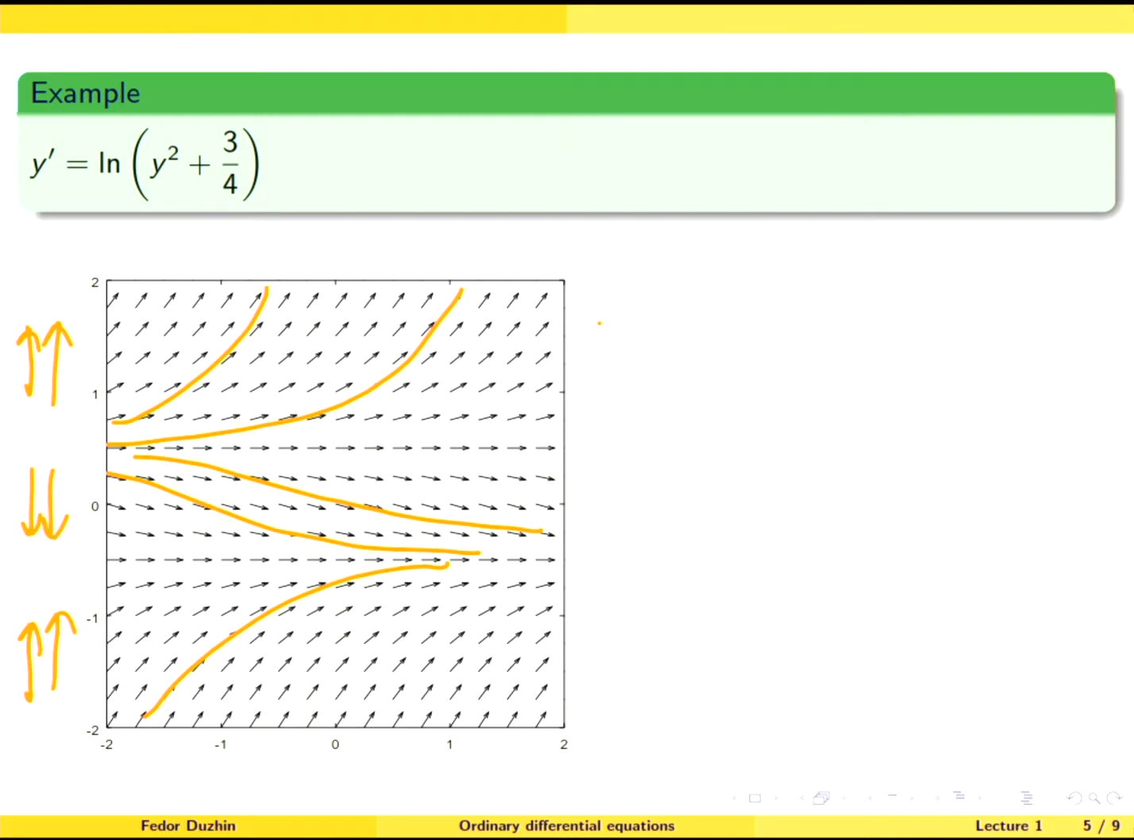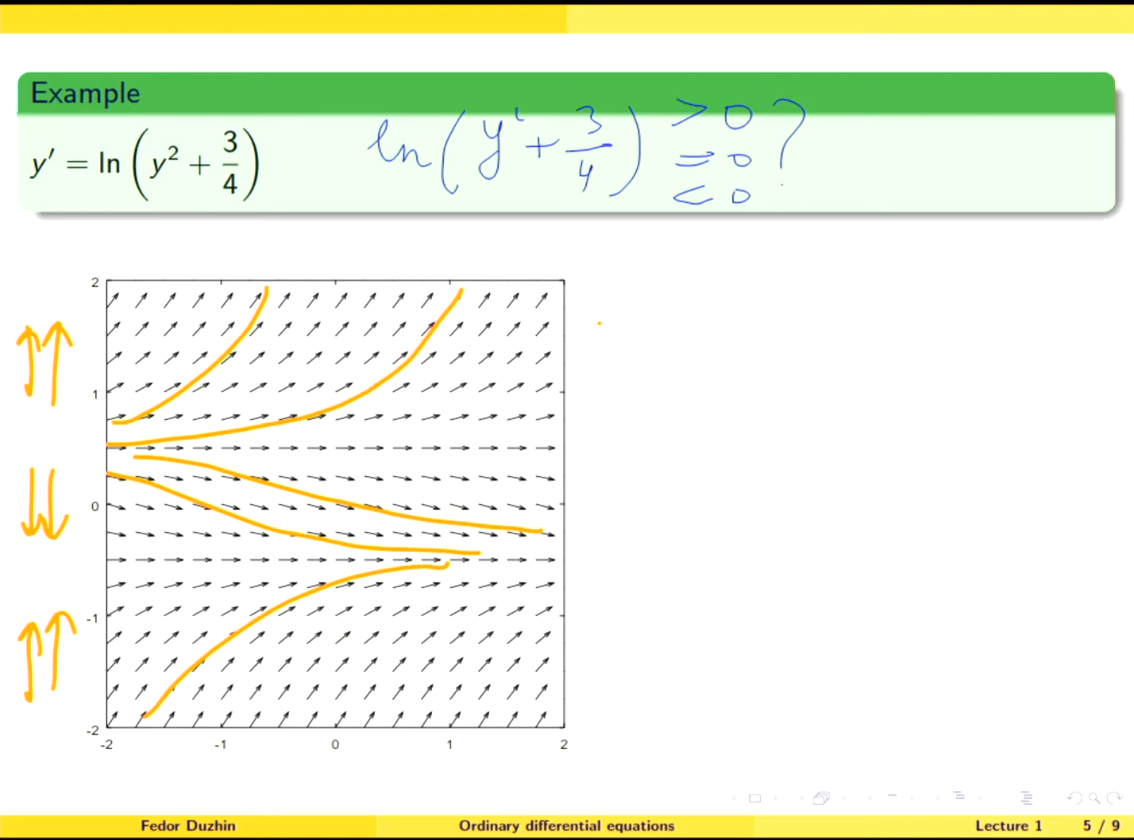which we can see by these arrows pointing a little bit downward or a little bit upward, meaning that the y component of the vector is positive or negative. But of course, at the same time, we can look at this differential equation. Then we can think, under which condition is the right hand side negative, and under which condition is it positive? So let us think of ln of y squared plus 3/4. When is it positive, when is it 0, and when is it negative?